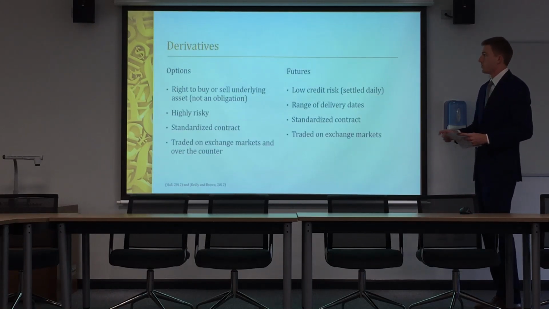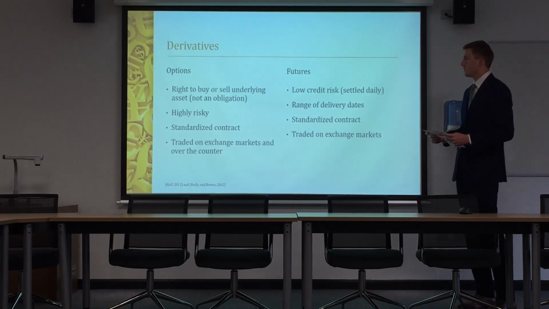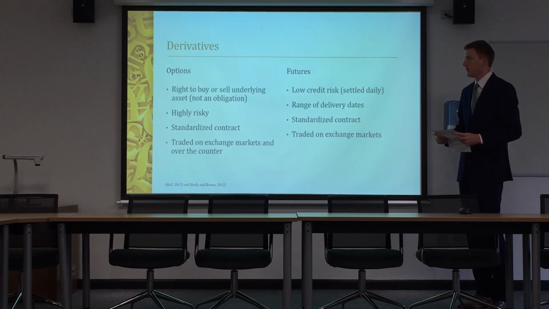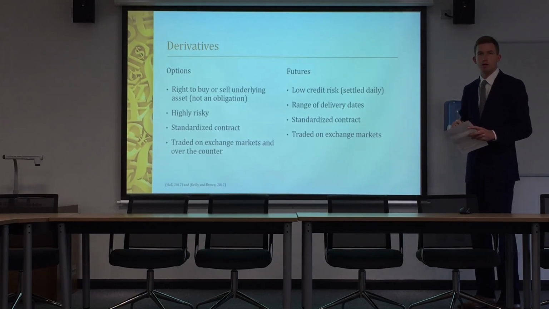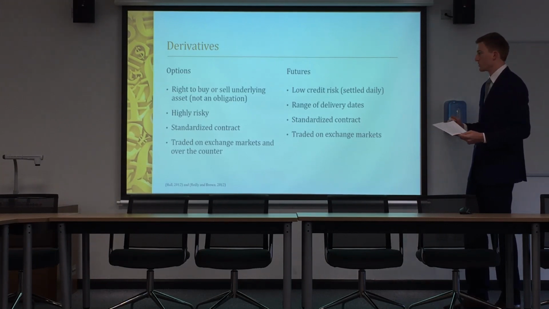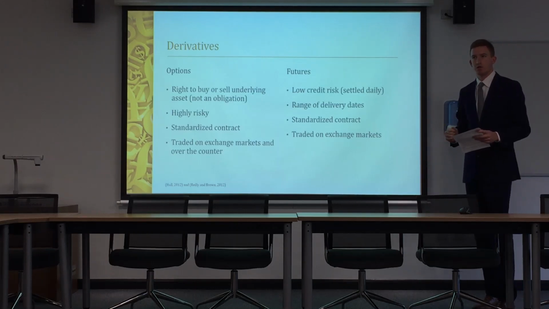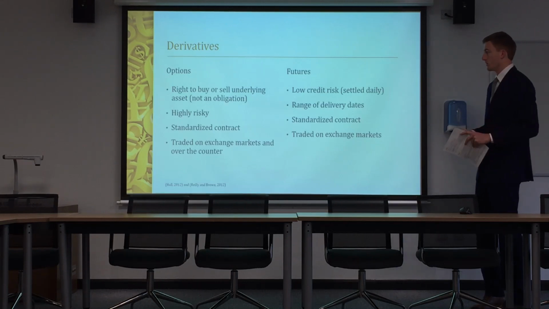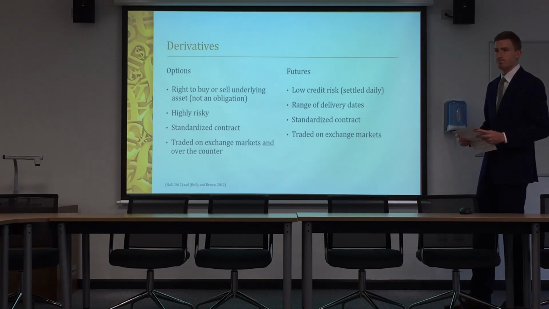Next are derivatives. We've got options and futures. Options here are a right to buy or sell an underlying asset. The key word here is the right to buy or sell. This is no obligation. It's just literally what the name is, an option to do so. These are highly risky. You can get into very leveraged positions, and you can make a lot of money or lose quite a bit. The contracts are standardized, and they can be traded on exchange markets or over the counter.